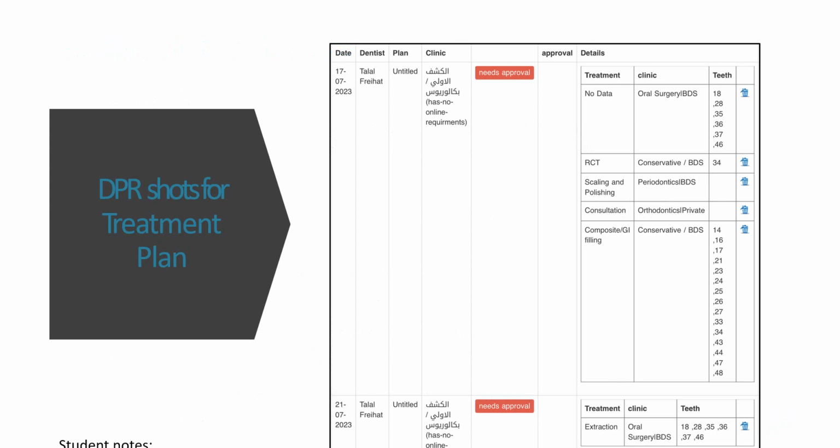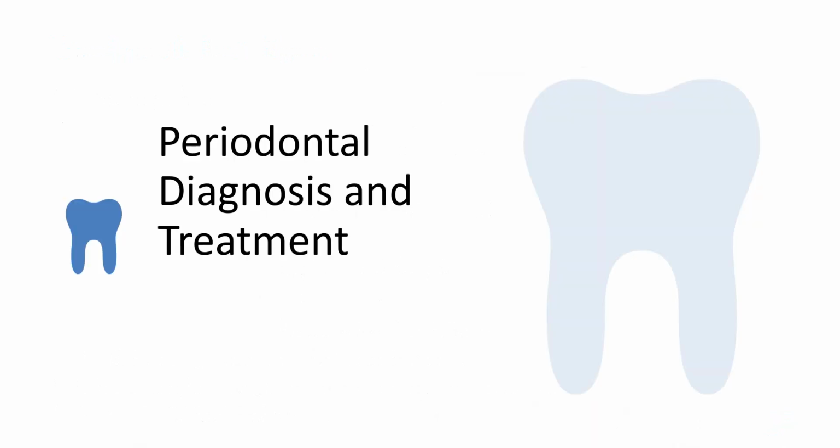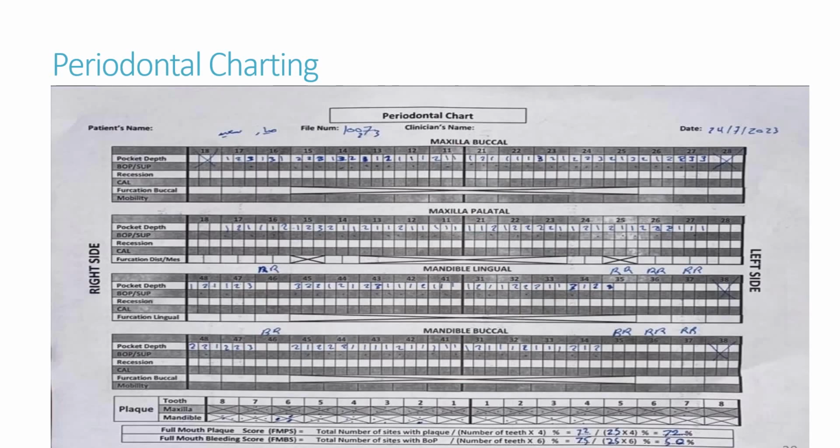Okay, we need documentation, we need record keeping. So the treatment plan is inserted in the DPR, and that is the screenshot. Now, periodontal diagnosis and treatment. The student will start with the periodontal charting. We are in the process of automating the periodontal chart into the DPR, but it is not finished yet.